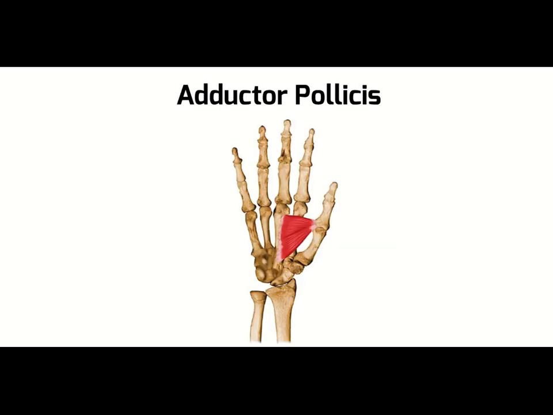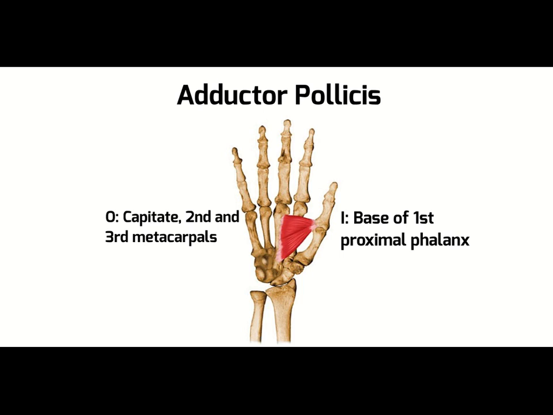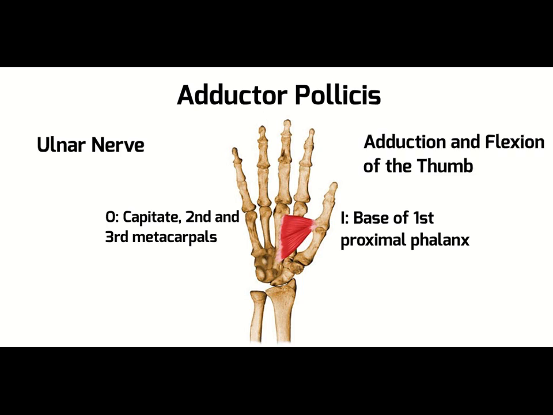The Adductor Pollicis is another short muscle or intrinsic muscle of the hand. It originates from the capitate and the 2nd and 3rd metacarpals, and it inserts onto the base of the proximal phalanx of the thumb. Its primary action is to cause adduction of the thumb, but it also assists with flexion, and it's innervated by the ulnar nerve.